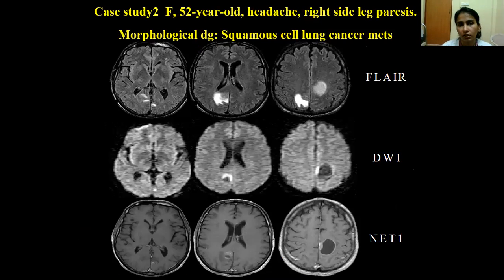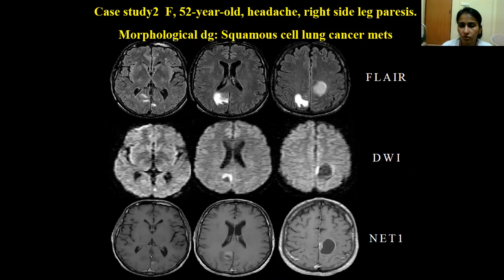Now this is a study of a 52-year-old female with headache and right side leg paralysis. The morphological diagnosis was squamous cell carcinoma of the lung, which was diagnosed as the primary. Now we are given non-enhanced T1, diffusion weighted, and FLAIR images.